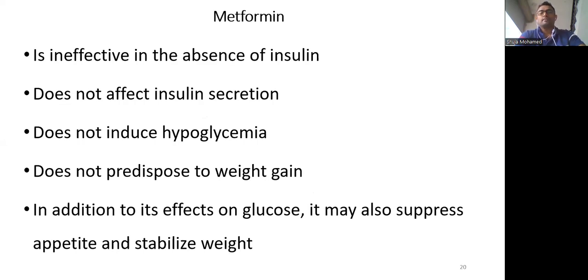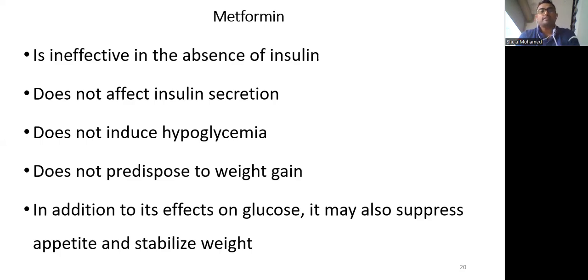But metformin is ineffective in the absence of insulin, because metformin is mainly a sensitizer at the receptor level. If you are going to sensitize a receptor, you definitely need a ligand. So when there is no insulin in your body, metformin is ineffective.